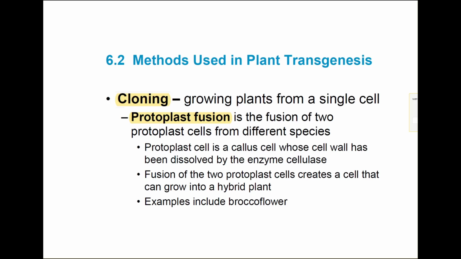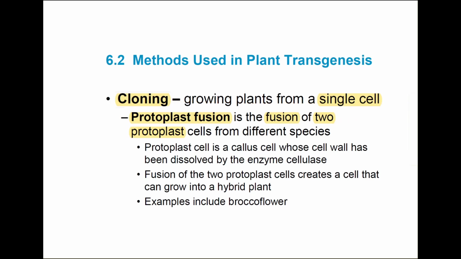So the cell is basically spherical, it's alive, it's going to try to grow its wall back as fast as possible, but before it does that, it's basically like a mammalian cell that has a plasma membrane around it, hence the name protoplast. No wall. So it's easily amenable to all kinds of techniques, such as fusion, such as gene guns, etc. A protoplast cell is a callus cell whose wall has been dissolved by the enzyme cellulase. Fusion of two protoplast cells creates a cell that can grow into a hybrid plant.